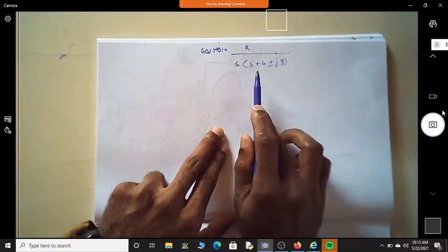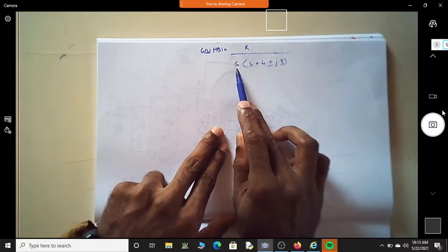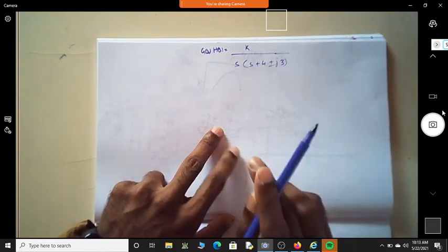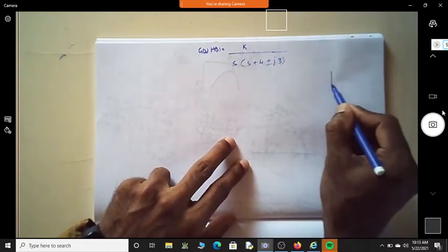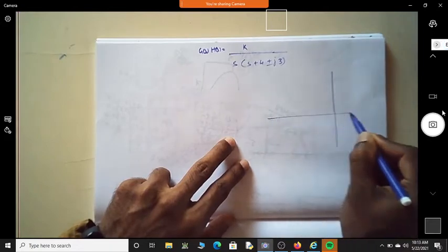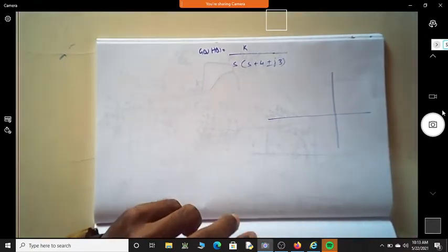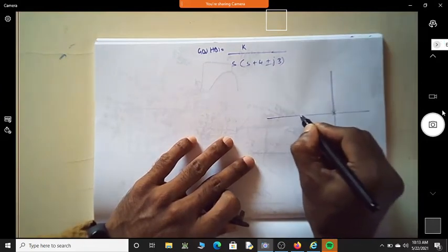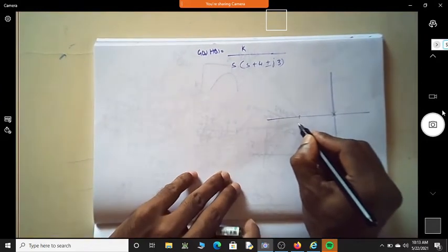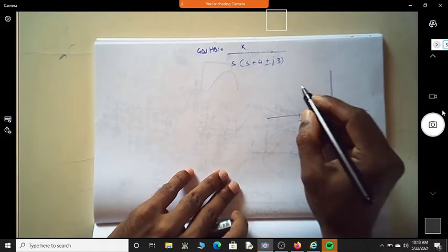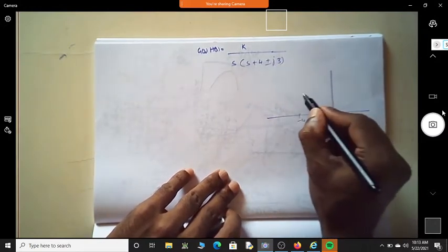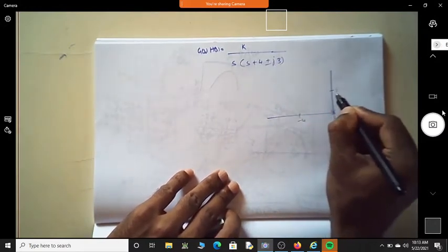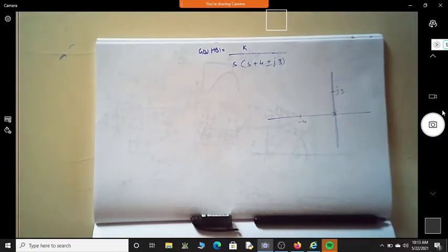Can you see the poles are not on the real axis? One is at the origin, the other two are complex conjugates. Meaning I have it like this: one at the origin and one at -4. This root is -4, no?